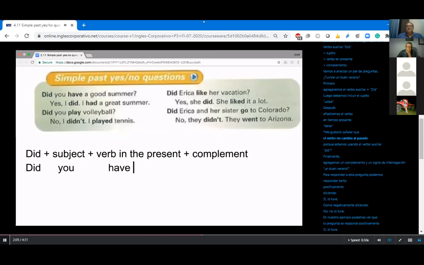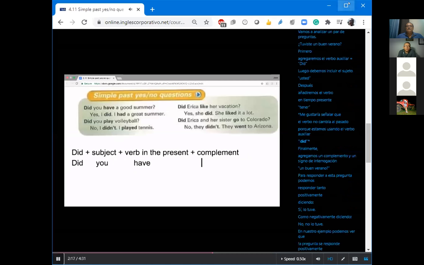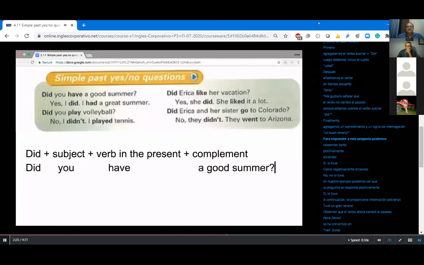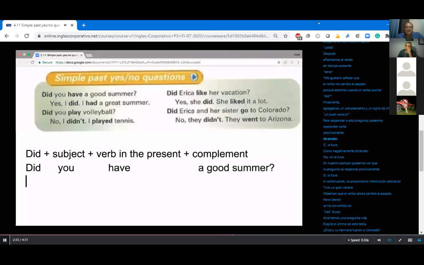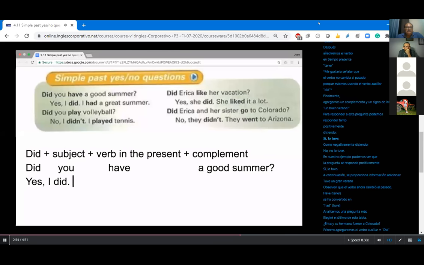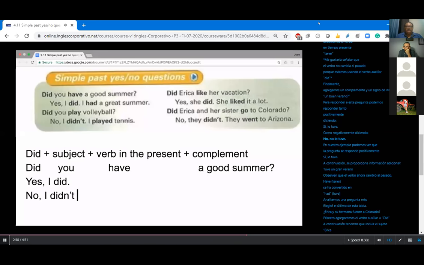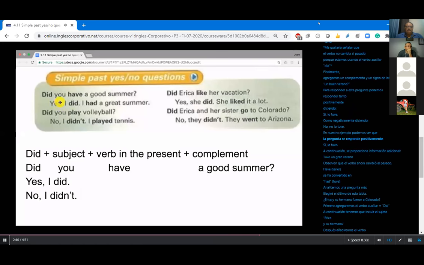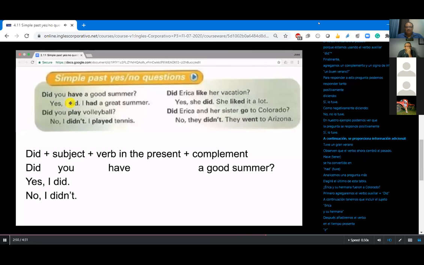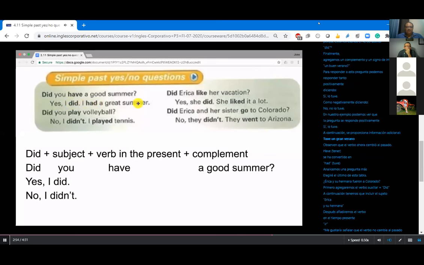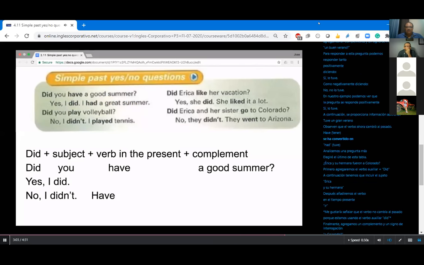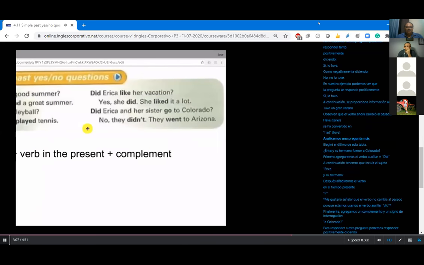I would like to point out that the verb doesn't change to the past because we are using the auxiliary verb did. Finally, we add a complement and a question mark. A good summer. To answer this question, we can answer either positively by saying, yes, I did, or negatively by saying, no, I didn't. In our example, we can see that the question was answered positively, yes, I did. Then extra information is given. I had a great summer. Notice that the verb now changed to the past tense. Have turned into had.